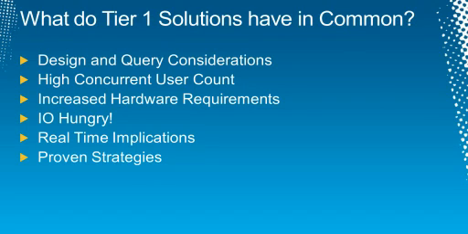So what do Tier 1 solutions have in common? They have design and query considerations, of course, high concurrent user counts, increased hardware requirements. They're very I/O hungry, and they have some real-time implications. So as you grow and as people get more and more spoiled by the type of cool analysis that they're able to do, you're going to be able to deliver hopefully a little bit more real-time data to some very specific pockets of power users and or larger groups of users, and we'll talk about how some of that strategy is going to play out.